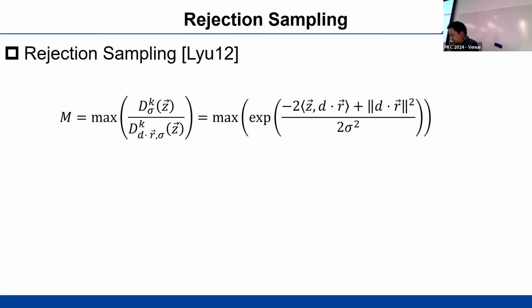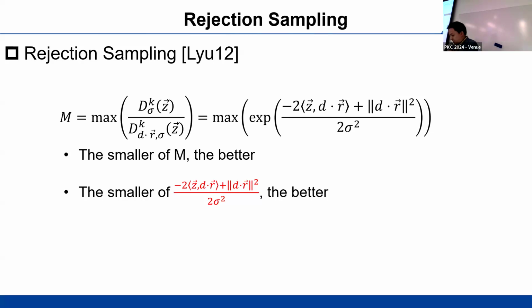Okay, so as mentioned earlier, the motivation of rejection sampling is to reduce the proof size. So what should we be concerned about in concrete algorithms? As we saw on the previous page, the expected number of repetitions is the big M, which is equal to the maximum of D sigma of z divided by D of z given c times r. And this further equals e to the minus two times the inner product of z and c times r, plus the square of the norm of c times r, over two times the square of the Gaussian parameter sigma. So in order to make the number of repetitions as small as possible, one can expect to make the exponent part as small as possible.